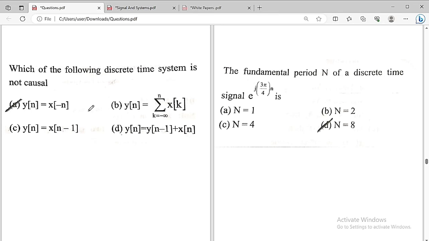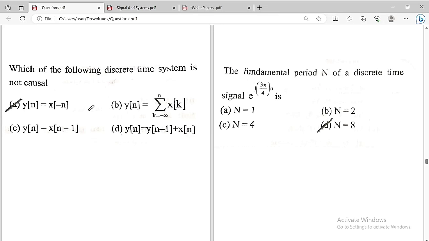See the question here. The fundamental period N of a discrete time signal e to the power of j into 3 by 4 into n is. Basically, they have given some discrete time signal.